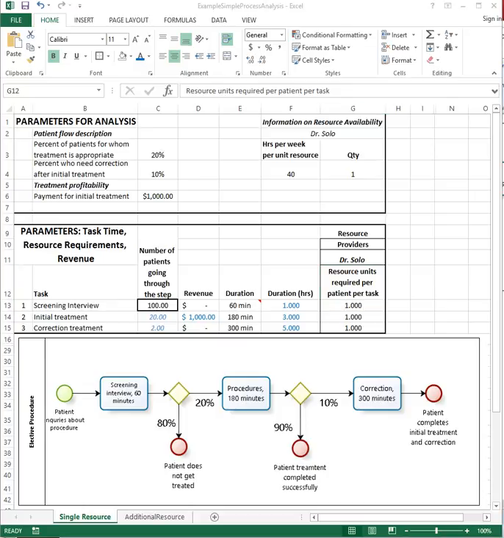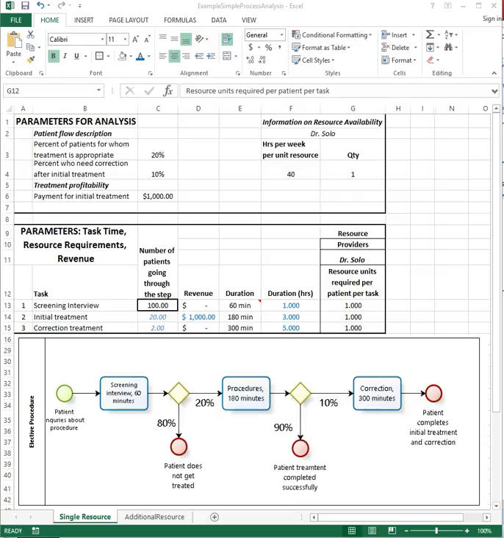There are many ways to set this problem up in Excel. I'm showing you a possible way, and you could do it differently. In general, it's a good idea to separate the parameters from outputs and calculations.